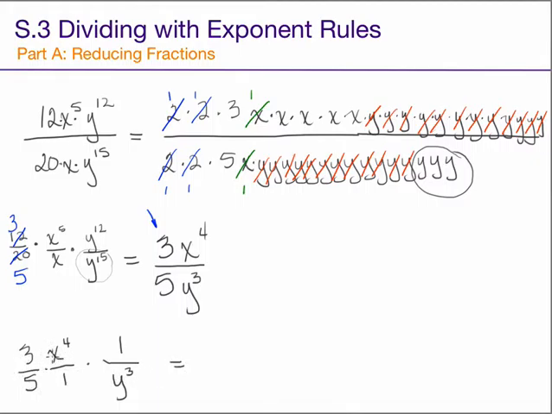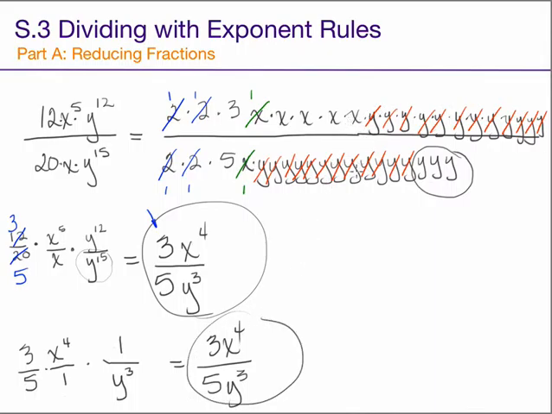3 times x to the 4th times 1 is 3x to the 4th. 5 times 1 times y cubed is 5y cubed. That's the same thing I got when I did it this way. Using the subtraction rule gives you the same results, but again, it's a shortcut. So please be careful that you don't use a shortcut you're not really ready for.